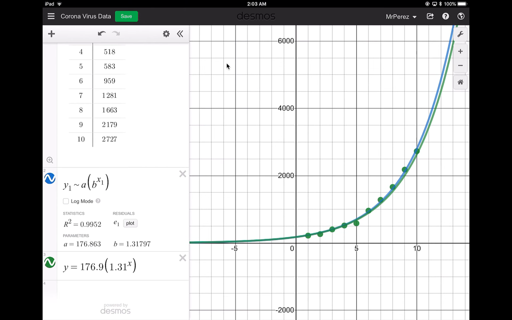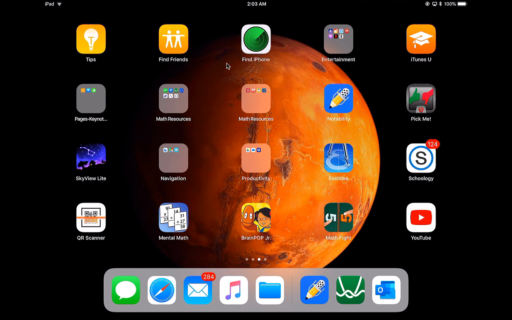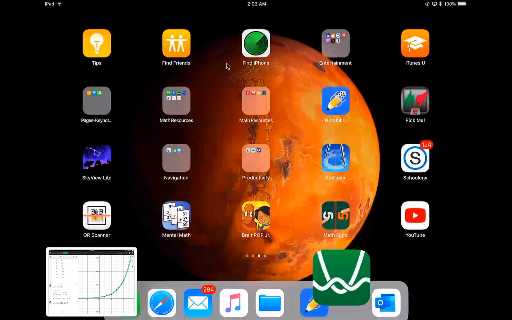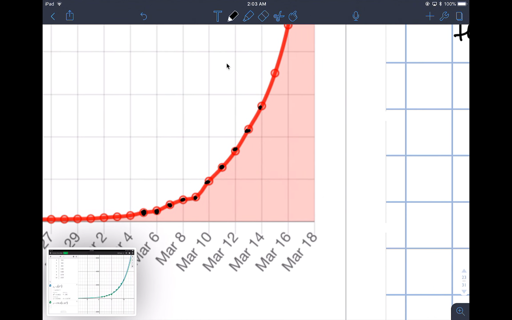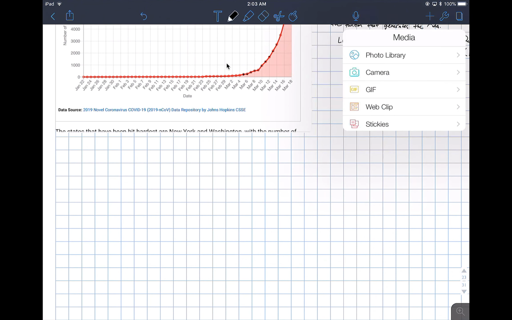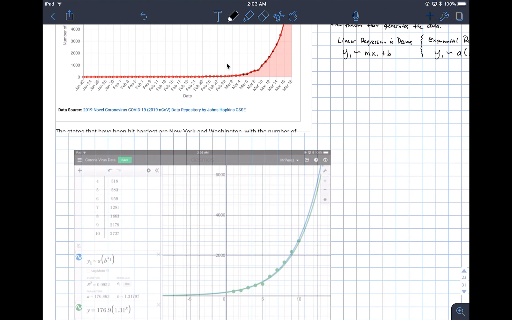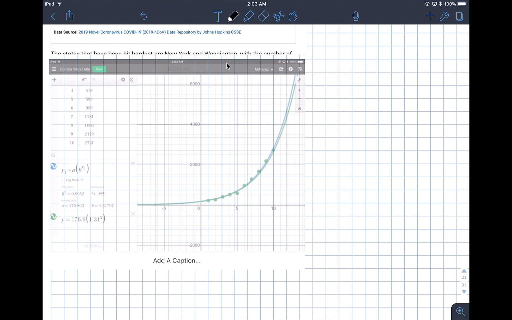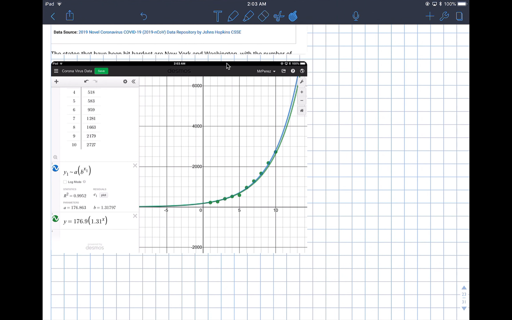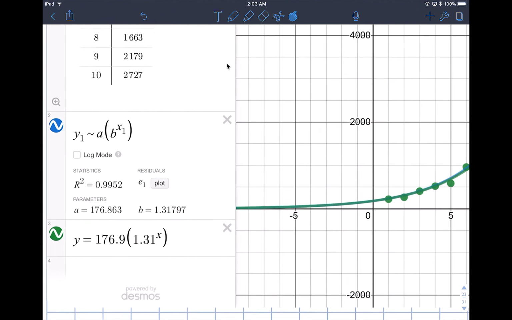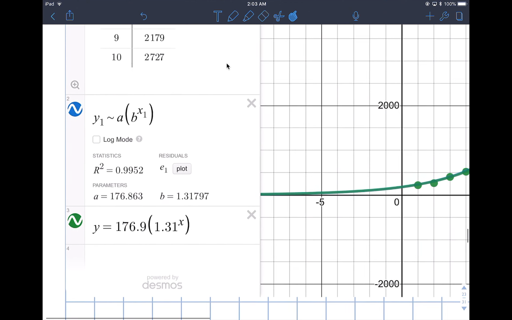So let me take a screenshot of this, and let me put that in our notes in Notability. So there it is. I used that data, and I used Desmos to type in the same data, and I used Desmos to come up with the equation for this.